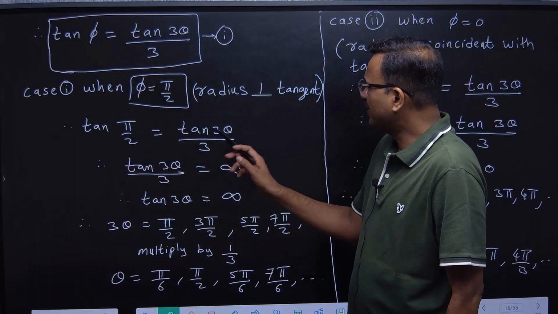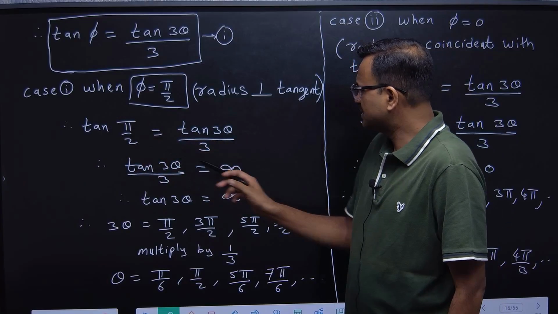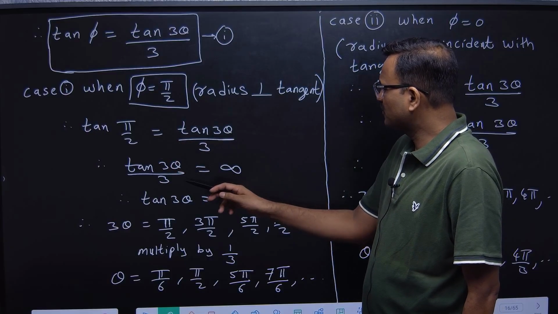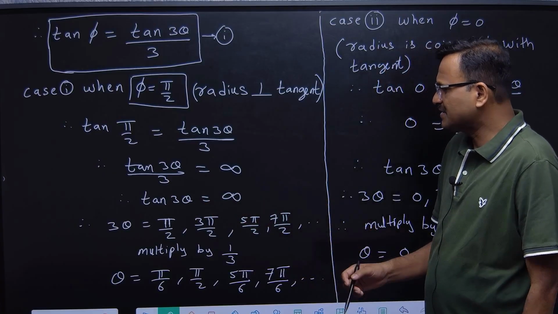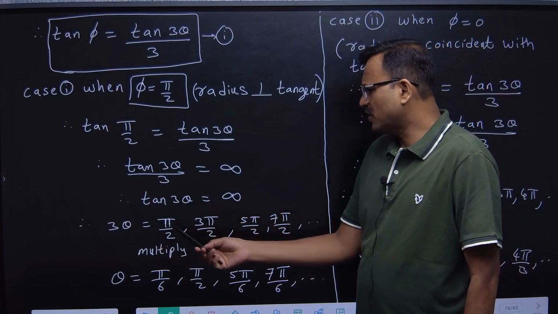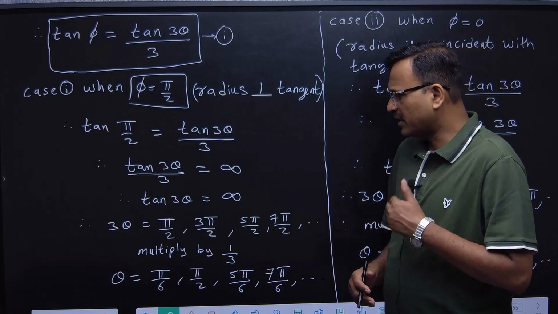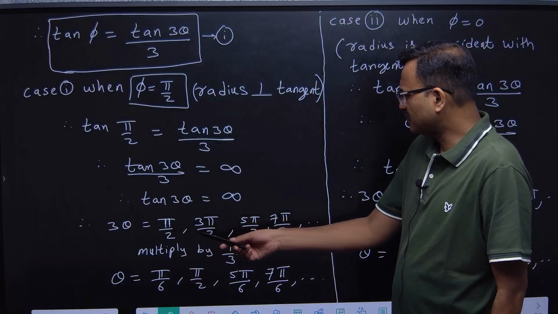We get tan pi by 2 is tan 3 theta upon 3. We know tan pi by 2 is infinity. If I substitute tan pi by 2 is infinity, we'll get tan 3 theta upon 3 is infinity. That is, tan 3 theta is infinity. 3 theta should have values like pi by 2, 3 pi by 2, 5 pi by 2, etc. Because we know tan pi by 2, tan 3 pi by 2, they are infinity. So 3 theta can have these values.